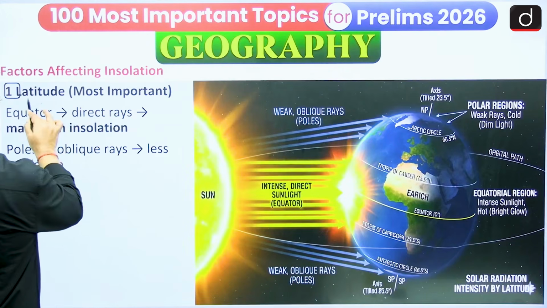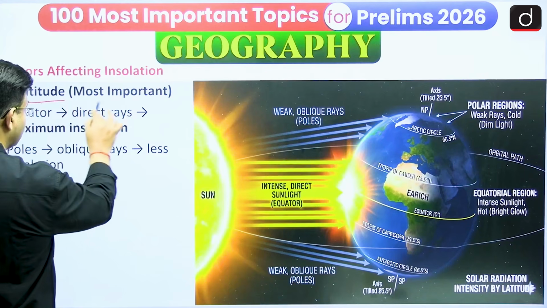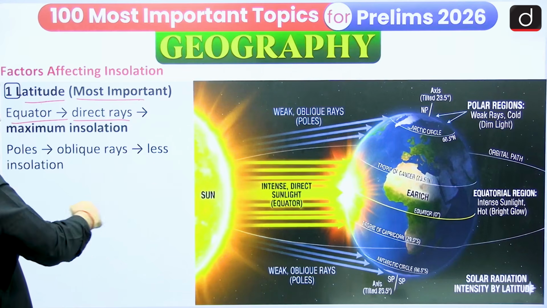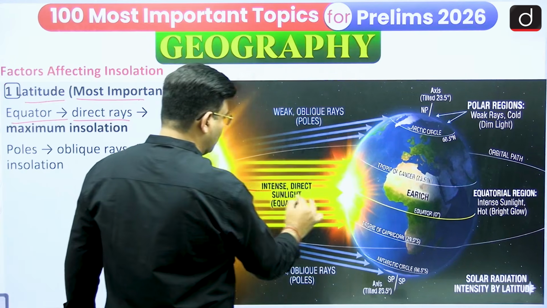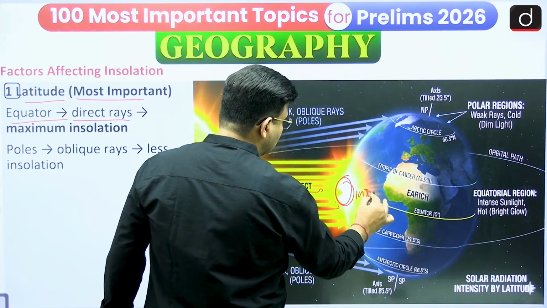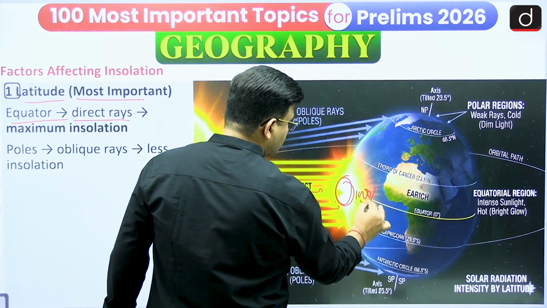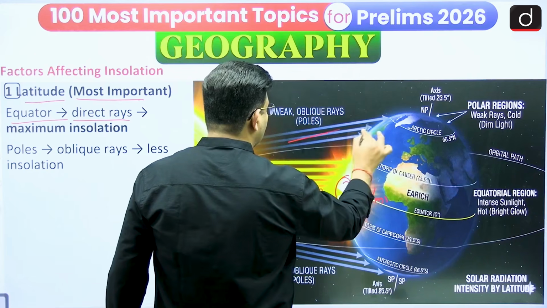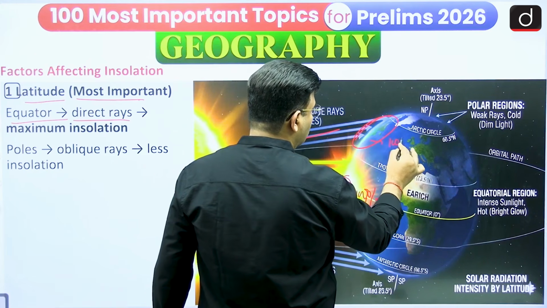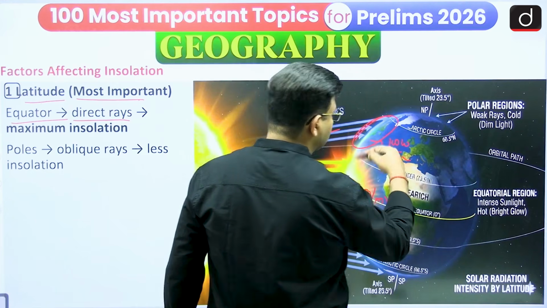The first one is latitude, the most important. At the equator, direct sun rays are coming, so we can say there is more heating, 1000 watt per meter square. But when it is going into the slant, it is covering a large area and it is 100 watt per meter square. Suppose I am giving an idea.